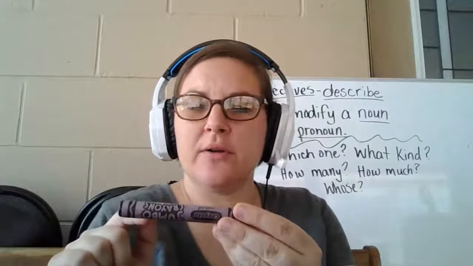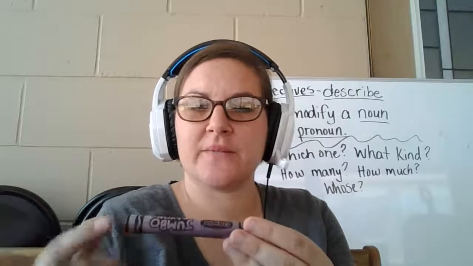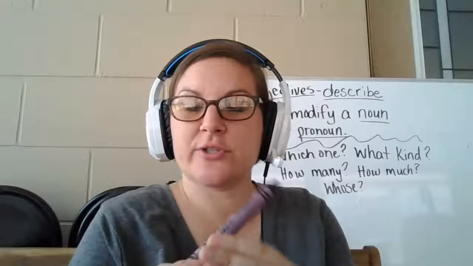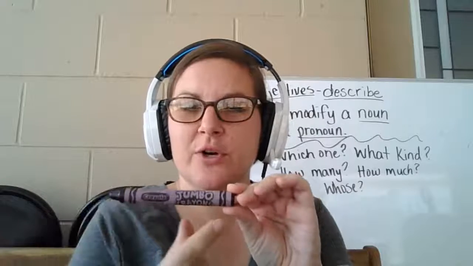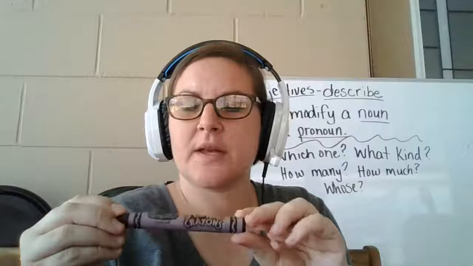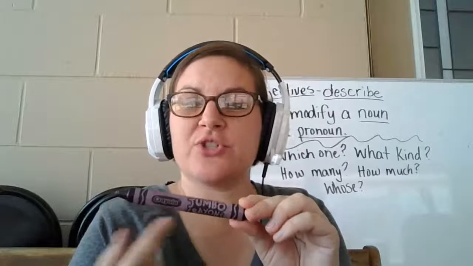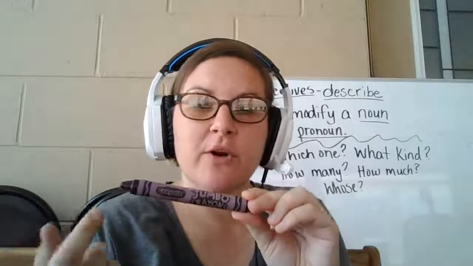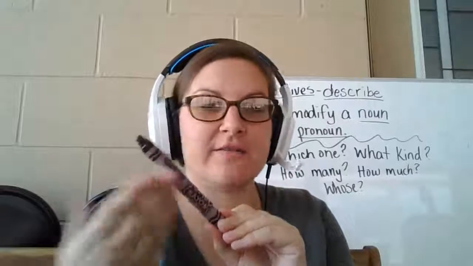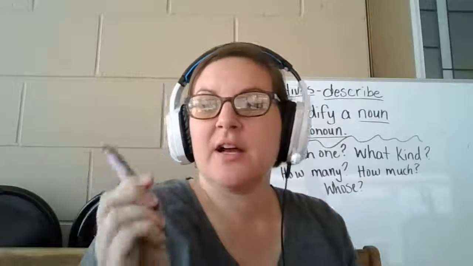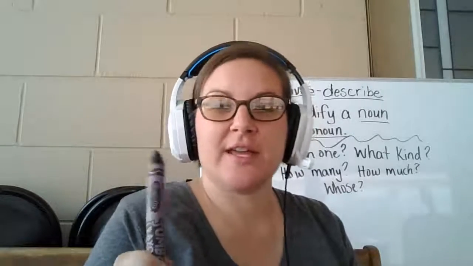It's purple. It has lines on it. It has words on it. You can see words. It says Crayola. It's a jumbo. It's a jumbo. It's a crayon, right? It's made for little hands.